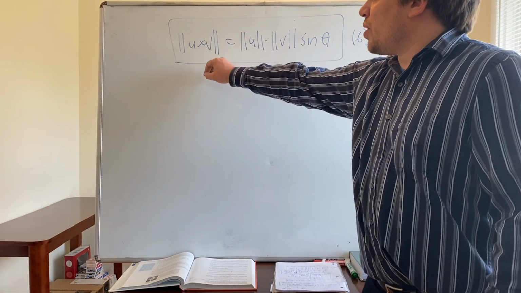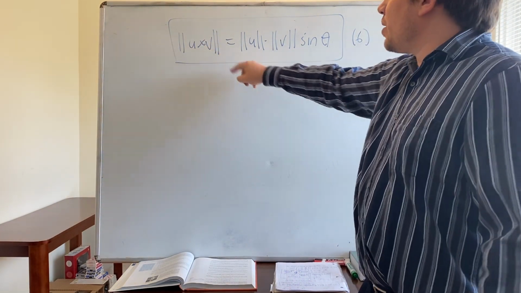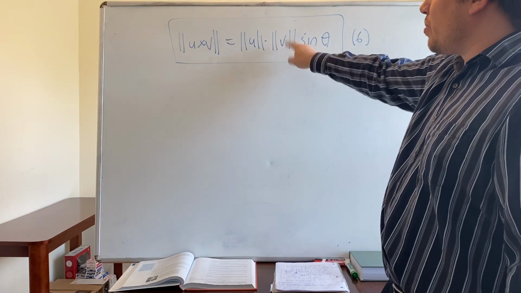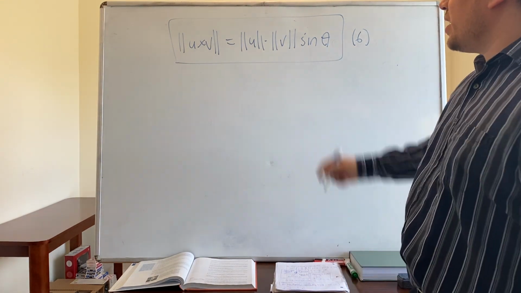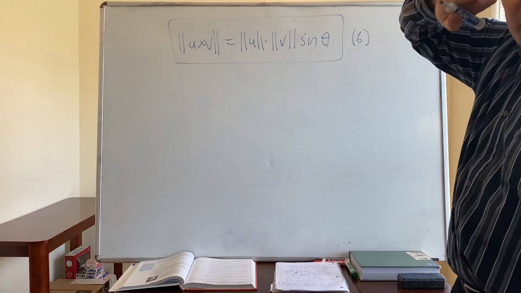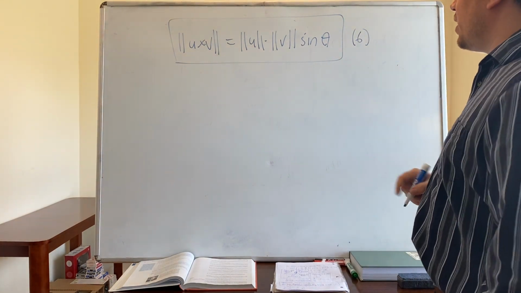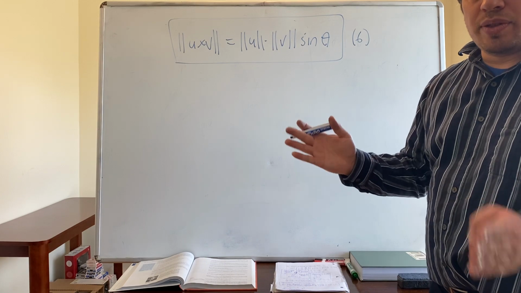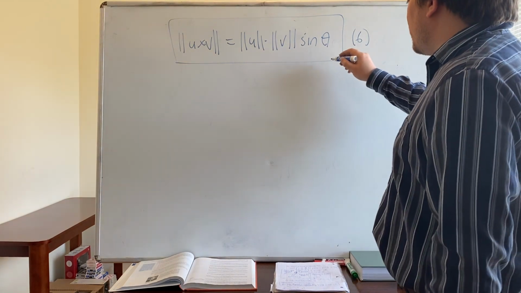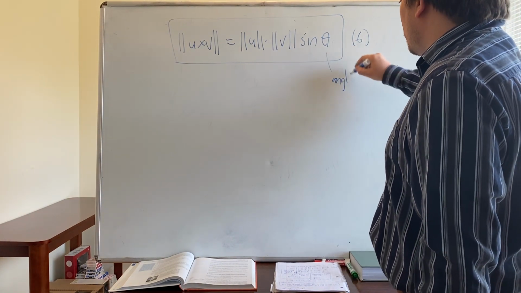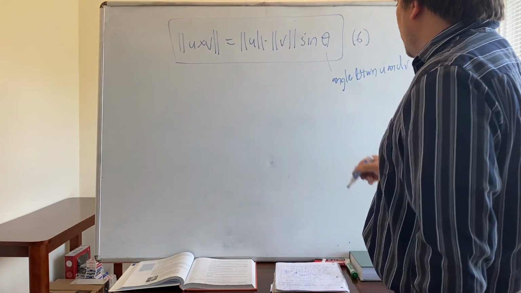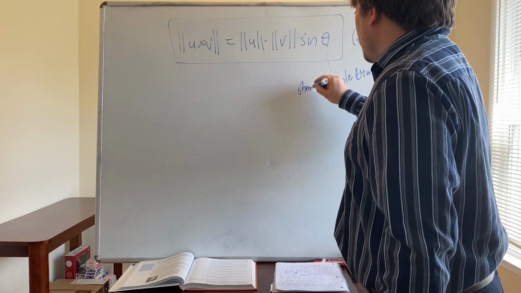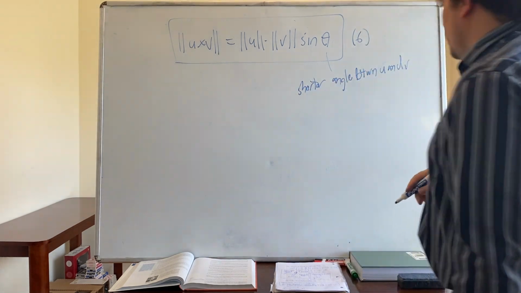So the norm of u cross v, the length of the vector u cross v, is equal to the norm, the length of u, times the norm, the length of v, times sine theta. And theta is the angle between u and v, in the shortest direction between u and v. So theta is the angle between u and v, and I'll add the words shorter angle between u and v.